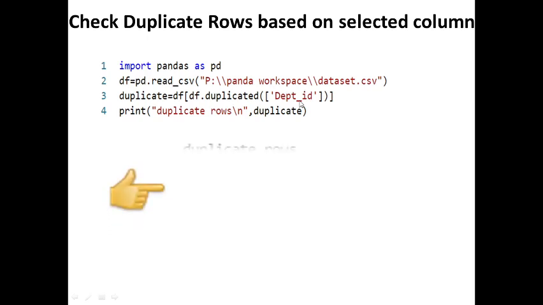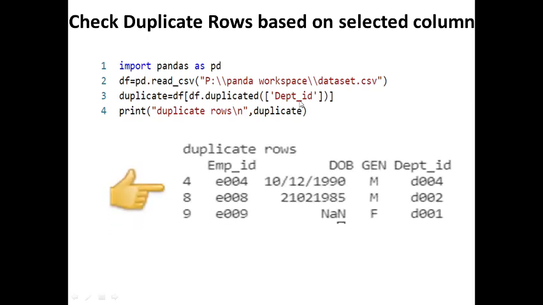And then output will be, it will print department ID that is duplicated, right? So here you can see this department ID D004. So here we haven't specified keep parameter, right? So by default value of keep is first. That means it will print all occurrence except the first. So this department ID is duplicate. Next D002, this department ID, and D001.